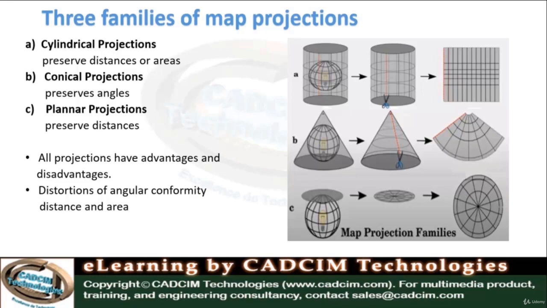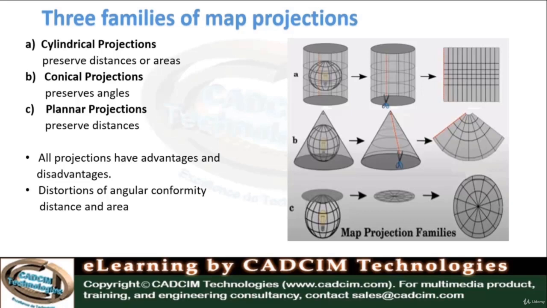Third is planar projection. It preserves distances. So if we have a globe, we can put a sheet of paper on one of the sides and project everything from the globe to the sheet of paper, and that is the planar projection. All the projections have advantages and disadvantages.